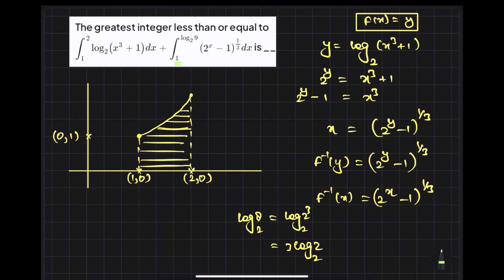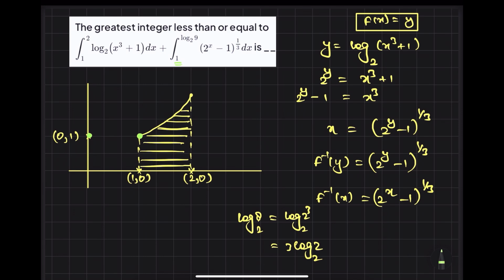So if x is 1, then 2 power 1 minus 1 is 1, and 1 power 3 by 2 is 1. So we will get the same point. And exactly at 1, 2 power 1, we will get 1. So this point.